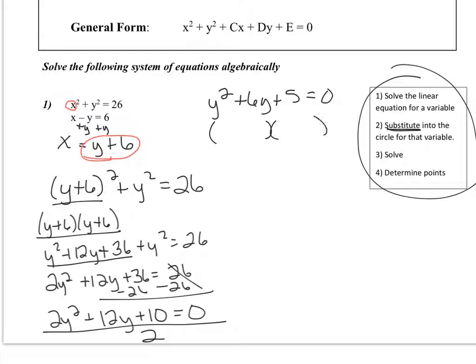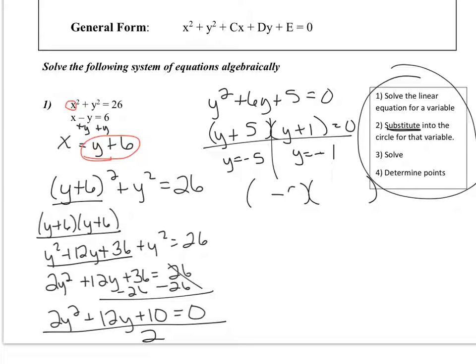And we factor: (y plus 5)(y plus 1). So we get y equals negative 5 and y equals negative 1. So remember, these are our y values, so they go there. Plug it back in to your equation. I know everyone always said always use the original, but if you're going to make a mistake on the original, you're going to make a mistake on the work. So I don't see the big deal, but that's just me.